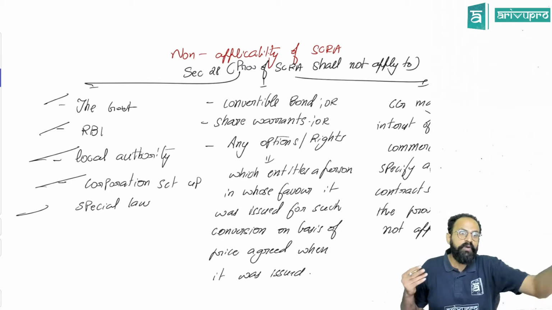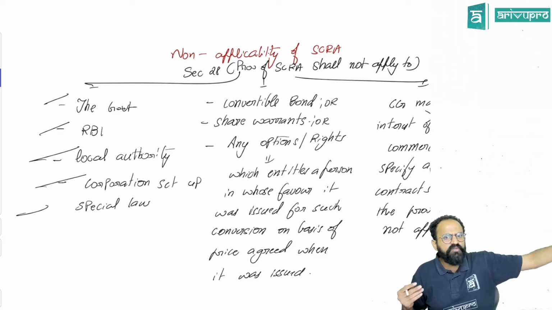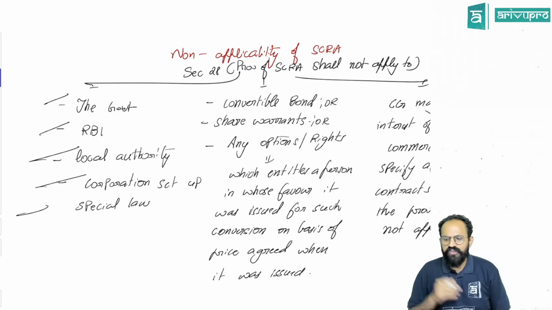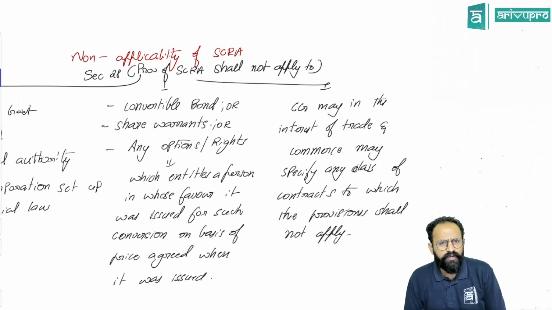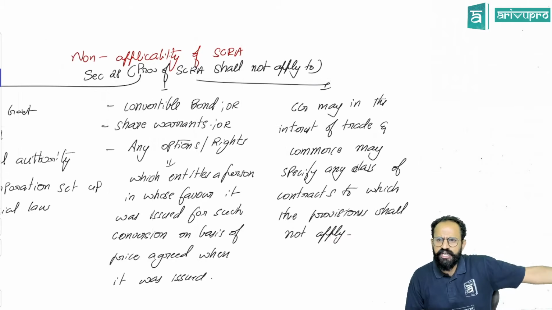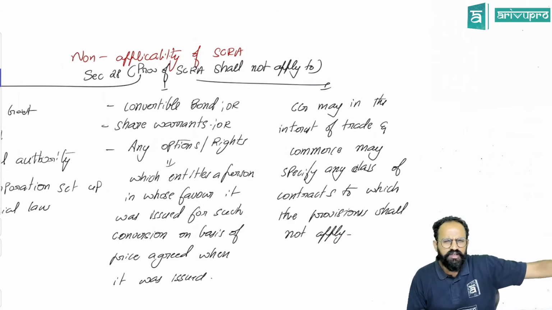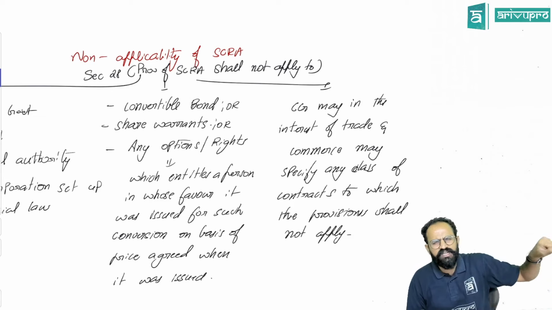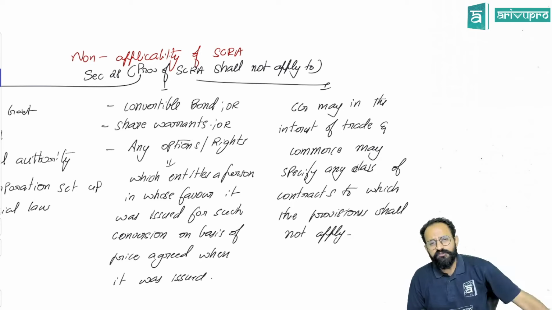Now, SEBI will not follow SCRA and all. That is what they are telling. Understood? The next one, sir. Convertible bond or share warrants. This convertible bond, share warrants, options, rights and all, we'll be seeing a little while later, not now. Share warrants and all, it's a detailed discussion.